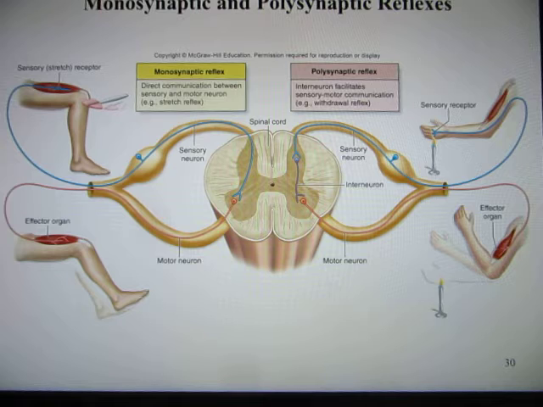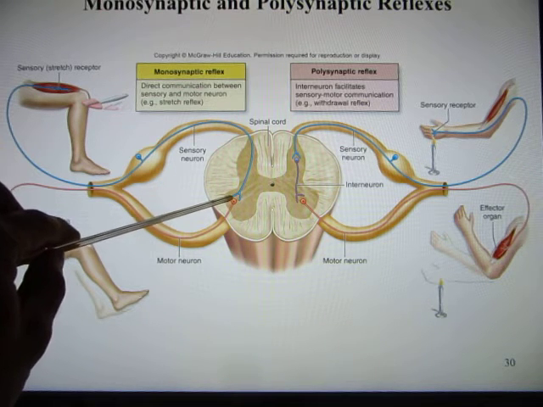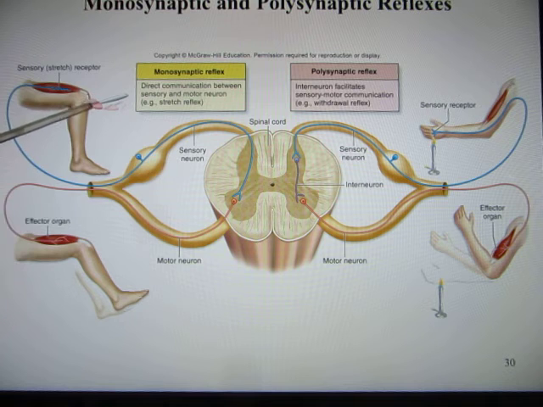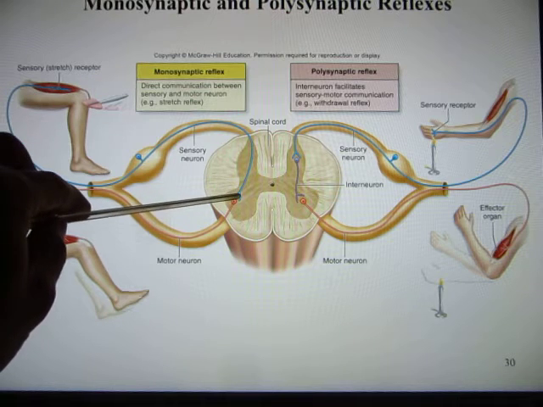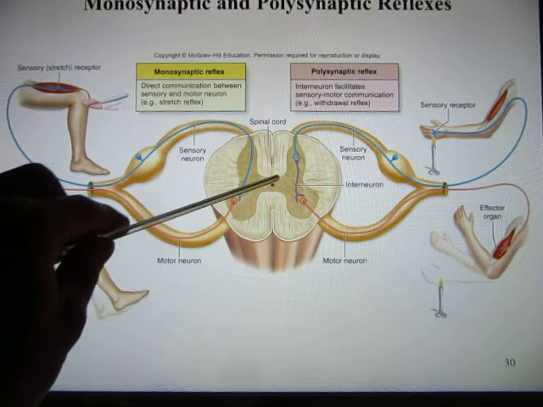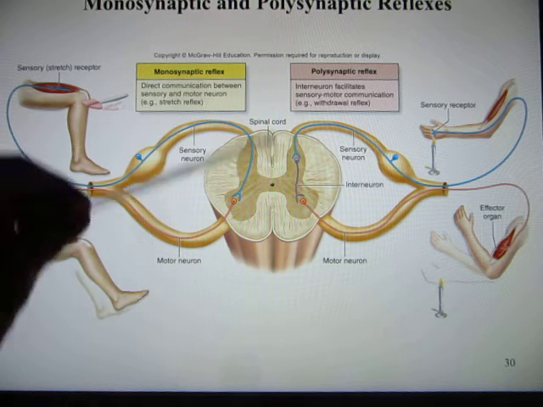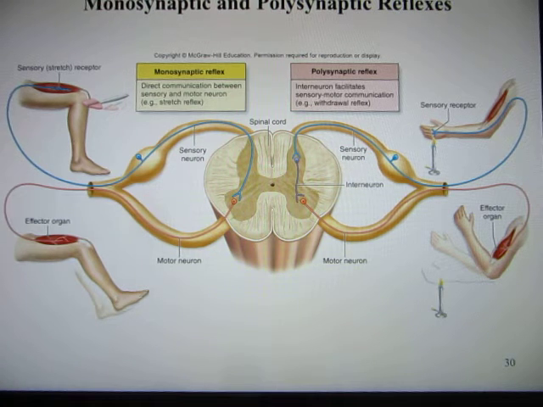And sometimes they can take out the interneuron, so this time you only have 4 components. Like the reflex when you hit the knee and it kicks. This kind of simple reflex is monosynaptic because you only have 1 synapse. You have the sensory neuron connect with the motor neuron. You take the interneuron out. And the others are polysynaptic: you have more than 1 synapse.